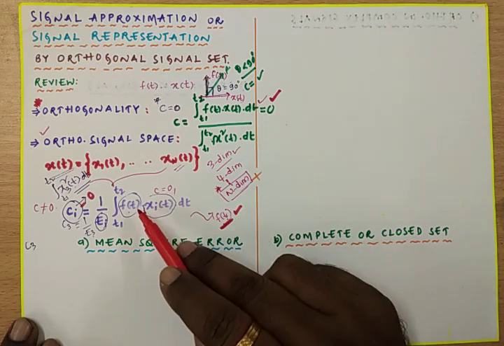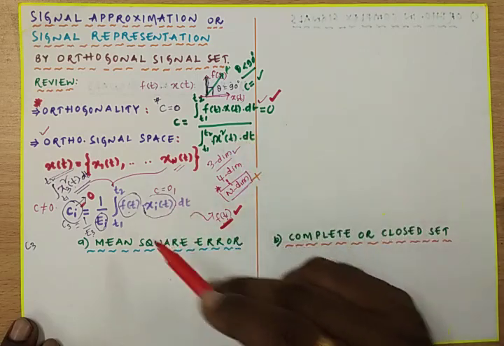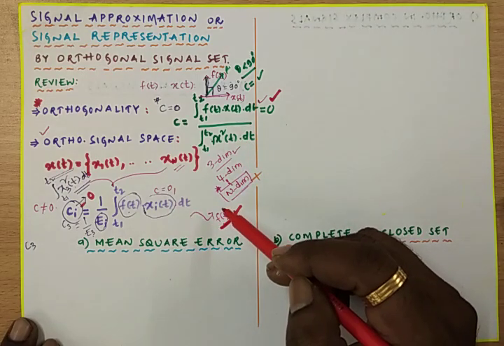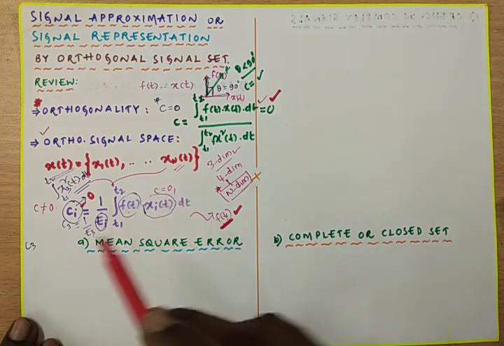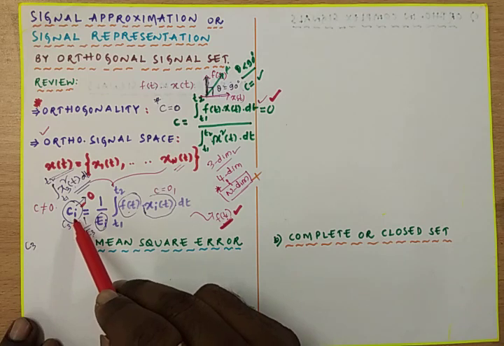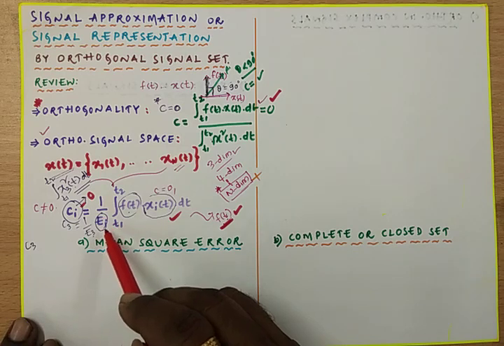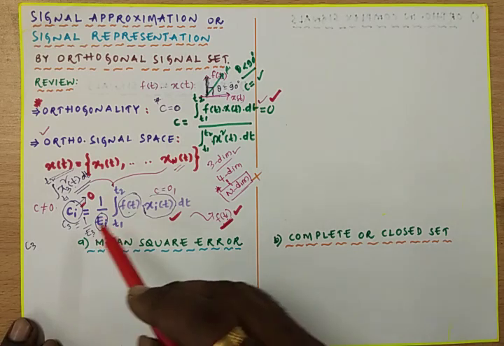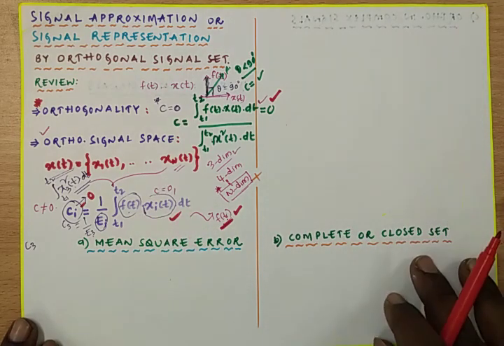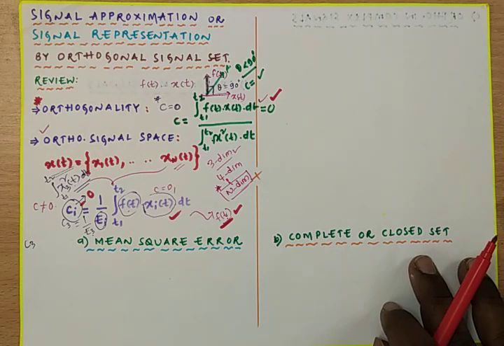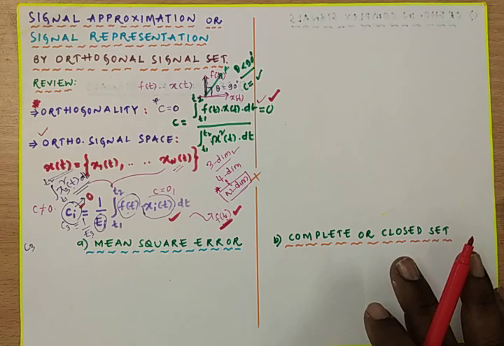If f of t is orthogonal to any one of the signals of this signal set, then we can have c equal to 0. If f of t is not orthogonal to any signal in this particular signal set, then ci is a non-zero value, and that value can be calculated by the formula ci is equal to 1 by Ei, where Ei is the energy of a signal, integral t1 to t2 f of t into x1 of t dt. So now this is the review of orthogonal signals and the orthogonal signal space.